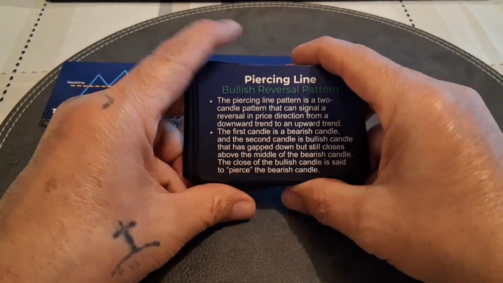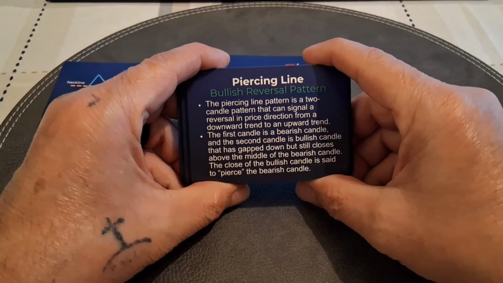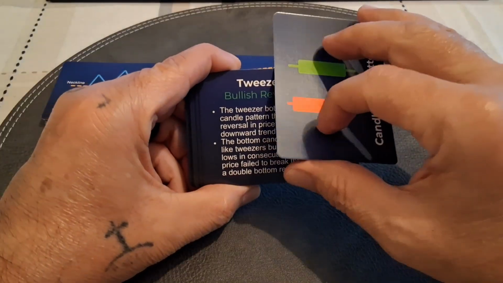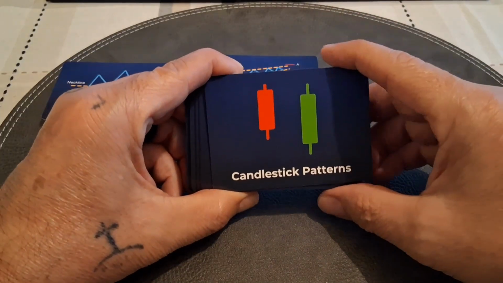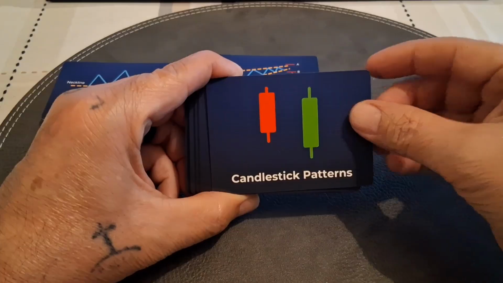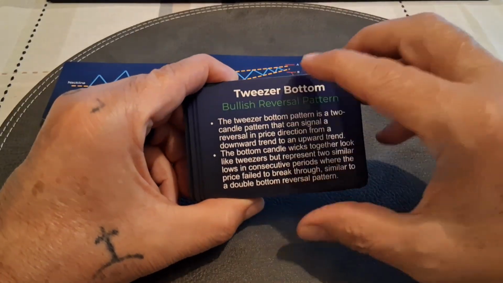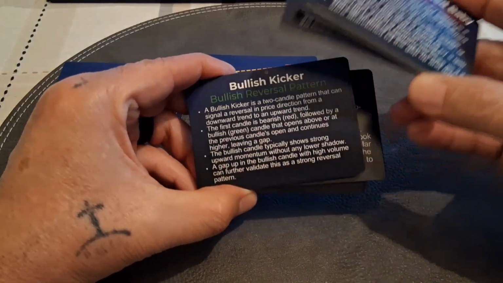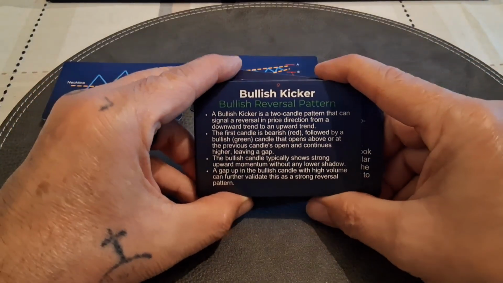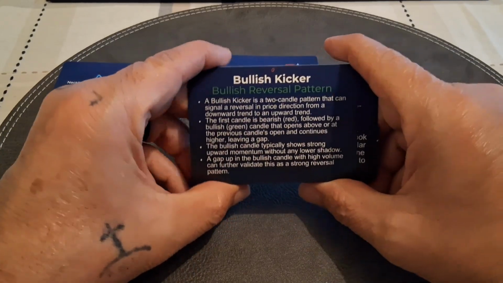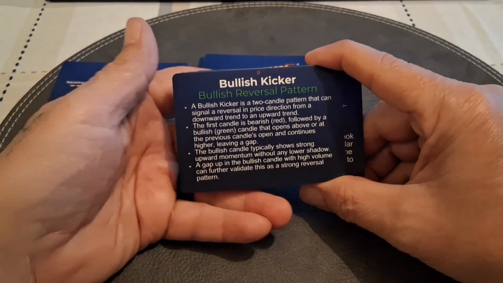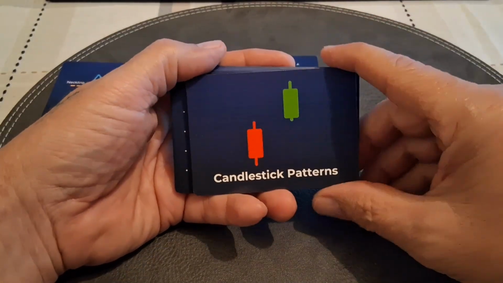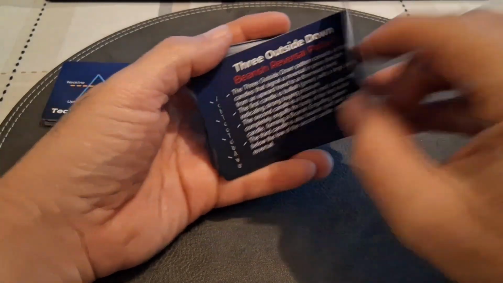There's the piercing line, bullish reversal pattern for the piercing line, and you can read the information there, and then guess on it and see if you know what that's supposed to look like, and you look at it and go, oh, okay, that's what they look like. Or see if you were right when you guessed at it. There's the bullish kicker. And you read everything on there, and what that signal is supposed to look like, do you know? That's what this signal looks like right there. Boom.